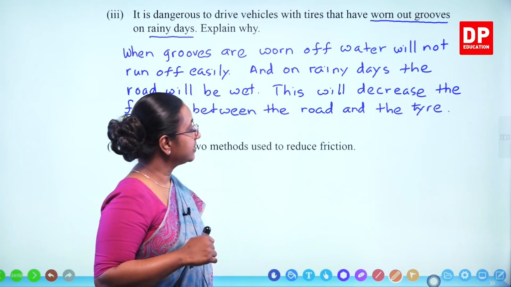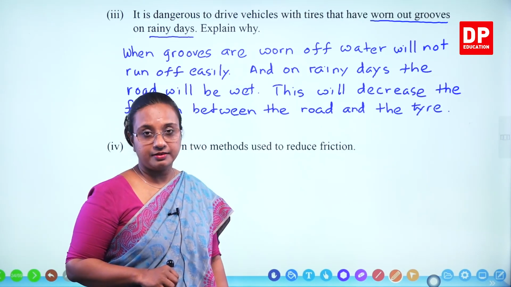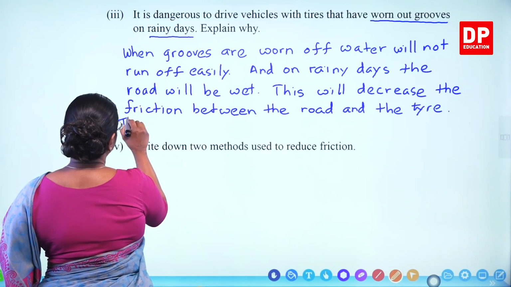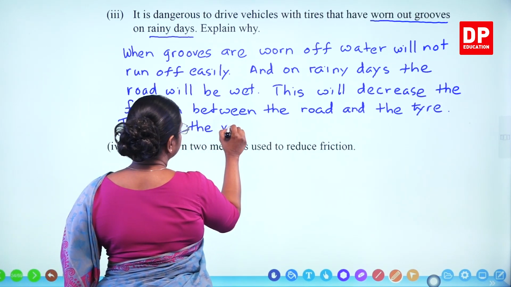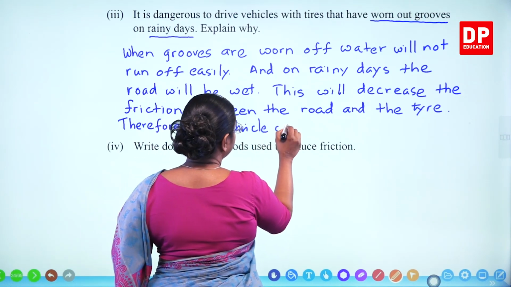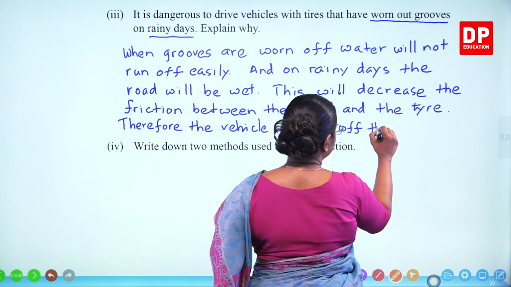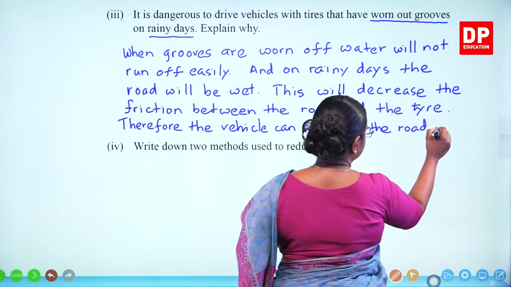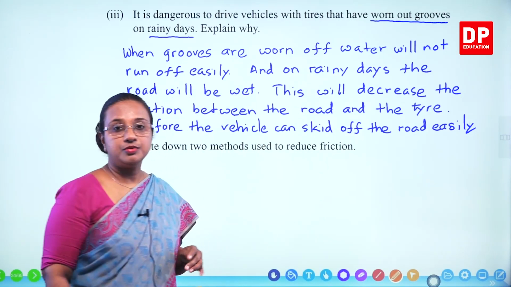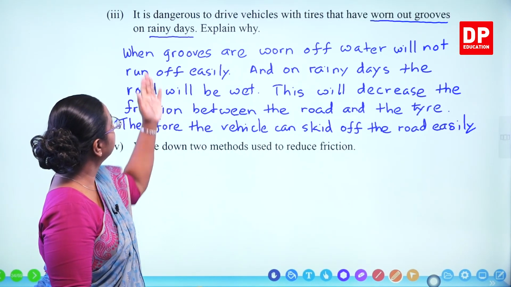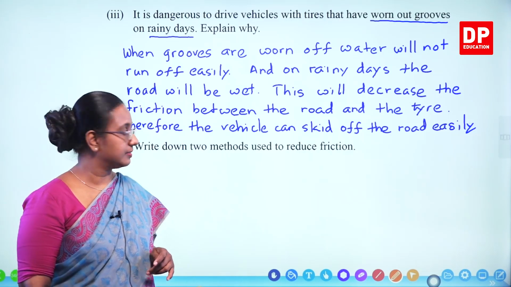So here you can see tire can be either spelled as T-I-R-E or T-Y-R-E. Therefore, the vehicle can skid off the road easily. So that is what you have to explain here. It is dangerous to drive vehicles on a rainy day with worn out tires.